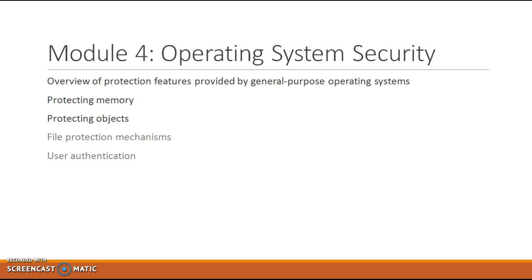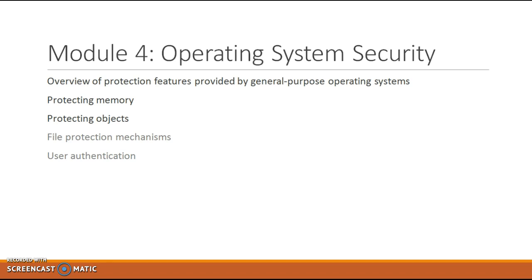First, we see what we need to cover in module number 4. We need to cover the overview of the protection features provided by the general purpose operating system. Then we need to talk about protecting memory: what is the role of memory in the operating system, and how memory is managed by the operating system. Second is protecting the objects. There are various kinds of objects in an operating system, like users, groups, firewalls, and various other objects which are closely related to the operating system, like memory. So these concepts will be discussed there.